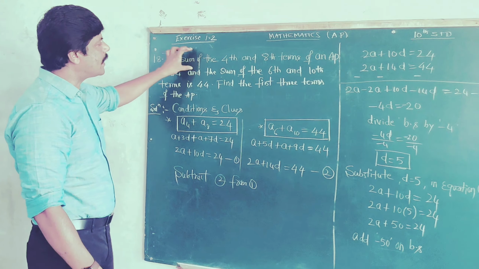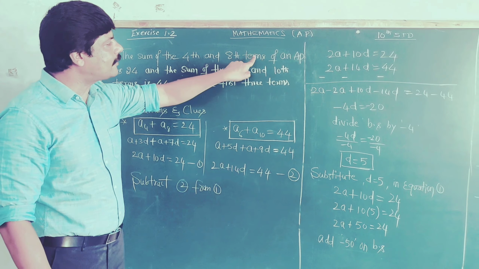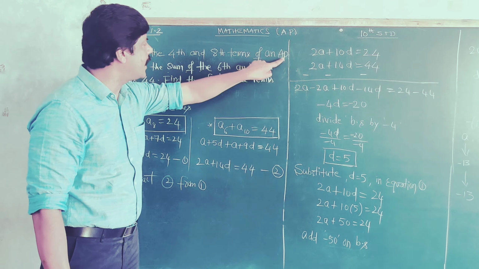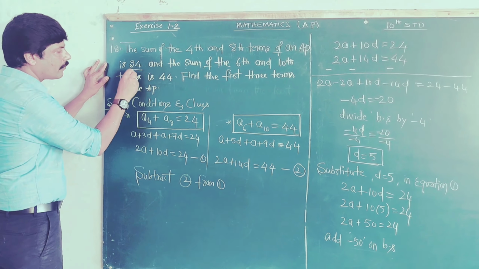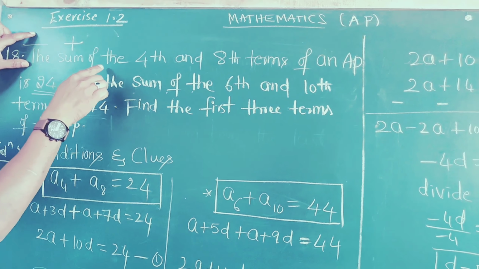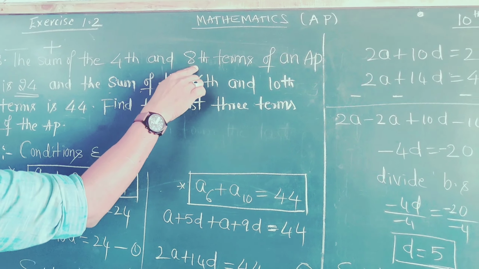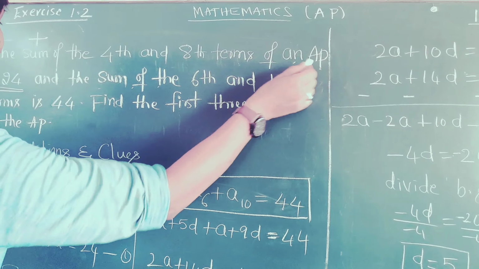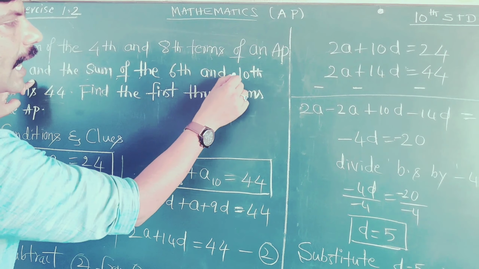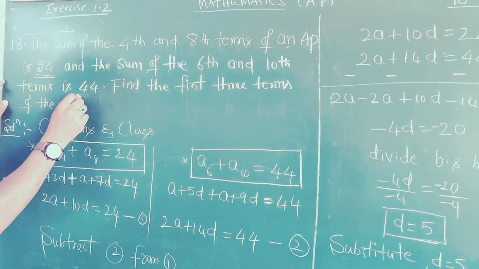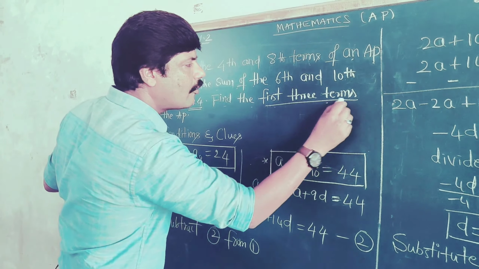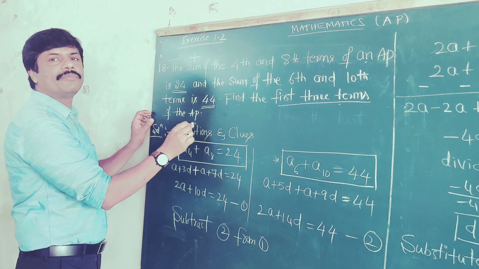It says the sum of the fourth and eighth terms of an AP is 24, and the sum of the sixth and 10th terms is 44. Find the first three terms of the AP.